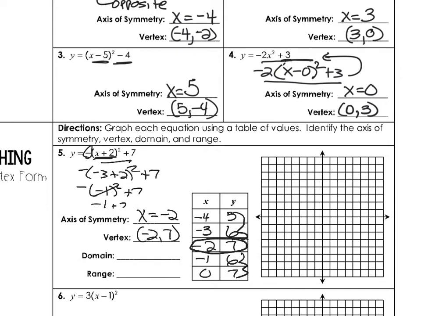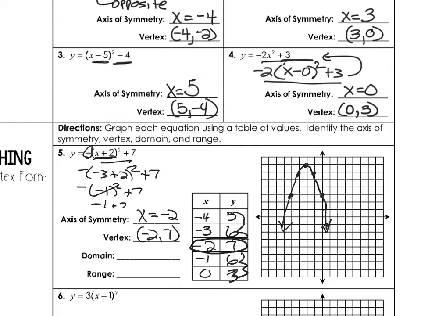All right, so let's graph these points. My vertex is -2, 7, so here. And then -3, 6, and -1, 6, and then that's a 3. 0, 3, 1, 2, 3, and -4, 3. All right, so there's your graph.